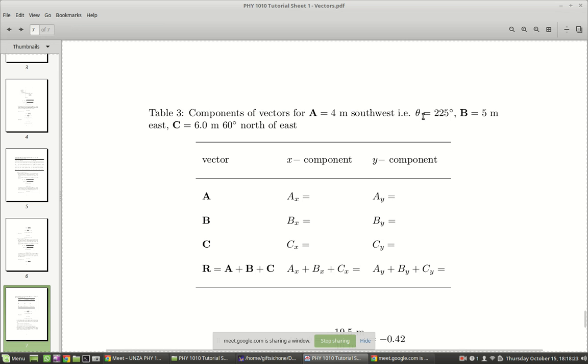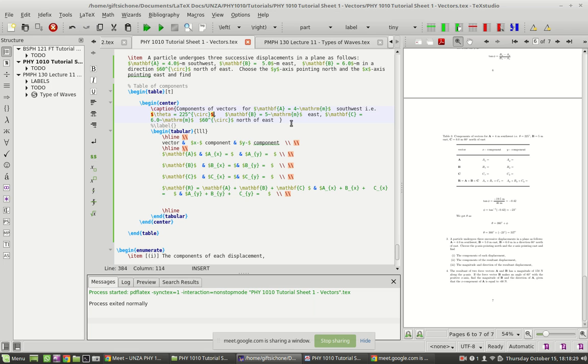The other one, 5 meters east. The angle will be how much? It will be 0 degrees.